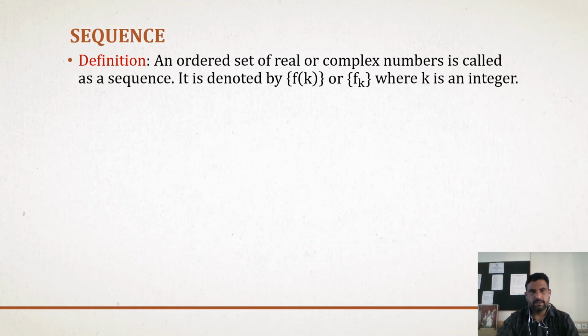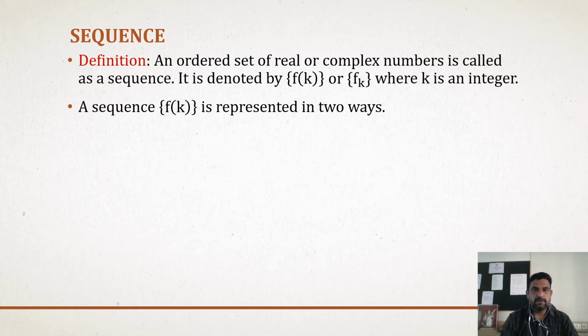Sequence. Definition of sequence. What is a sequence? An ordered set of real or complex numbers is called a sequence. It is denoted by {f(k)} or {f_k}, where k is a suffix and k is an integer. A sequence f(k) is represented in two ways.